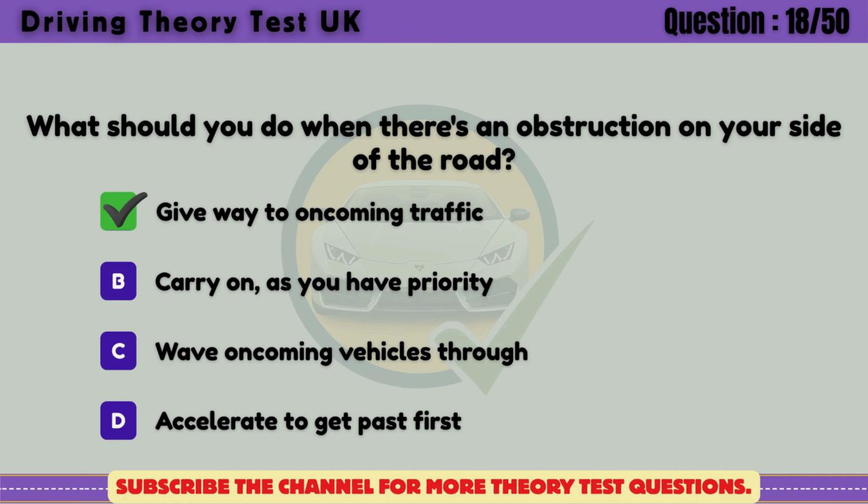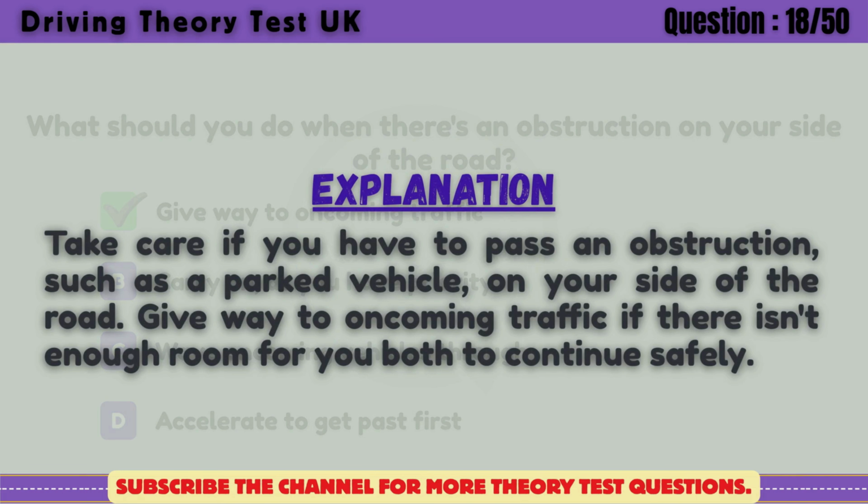Answer is A. Give way to oncoming traffic. Take care if you have to pass an obstruction, such as a parked vehicle, on your side of the road. Give way to oncoming traffic if there isn't enough room for you both to continue safely.